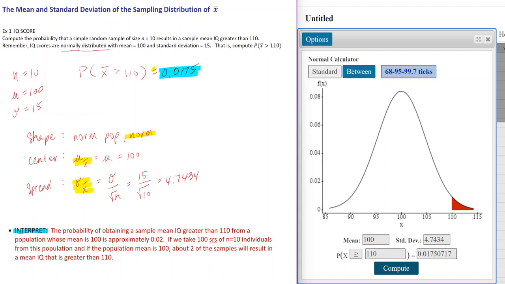So this second sentence is the interpretation of our probability that we got above. Remember, we're trying to look at the probability of getting a sample of that size. And so in 100 different samples of size 10, we think that we're only going to get a sample mean greater than 110 in about 2 out of those 100 samples. And that's how we would interpret this particular problem.